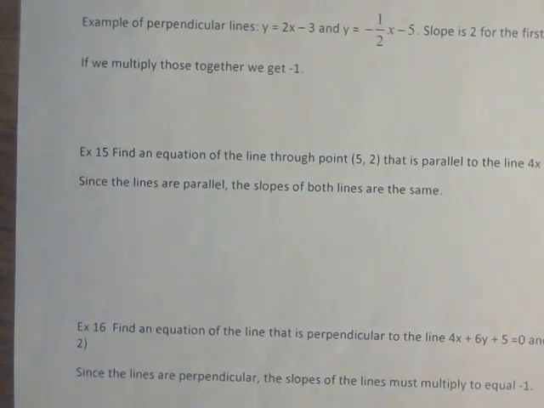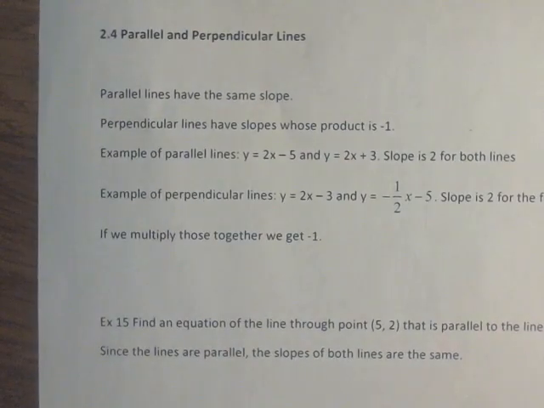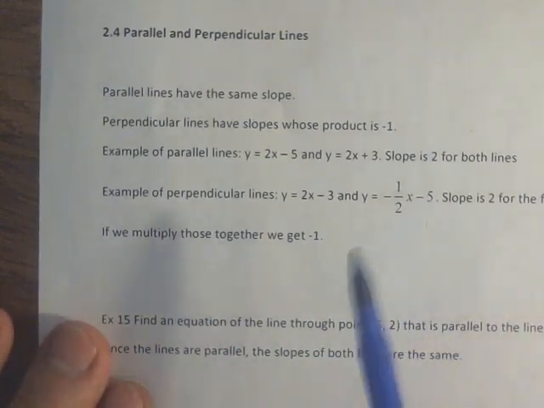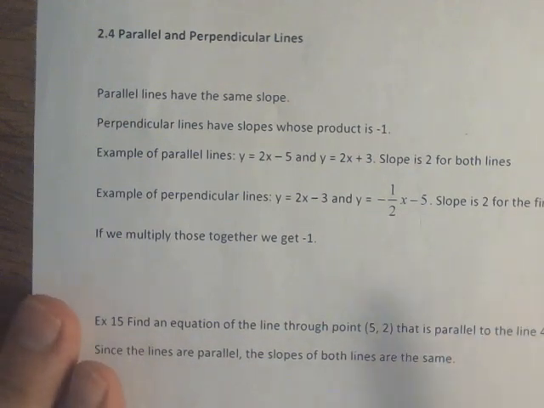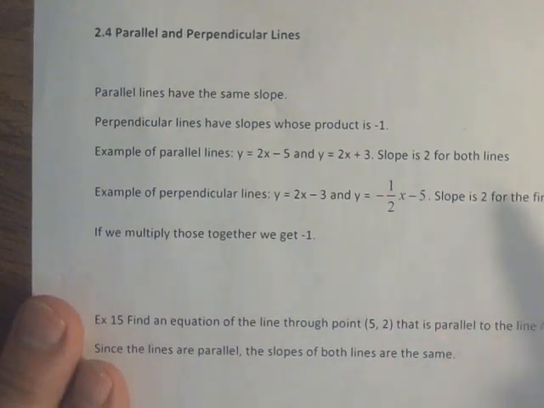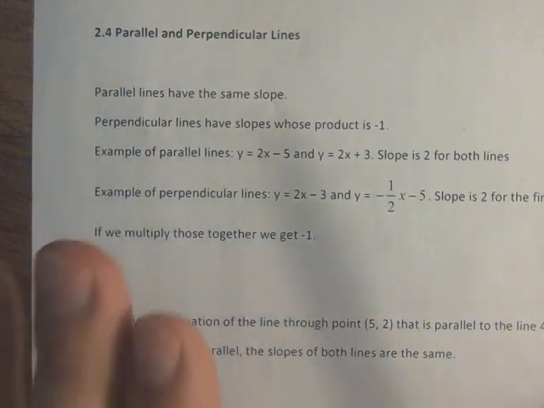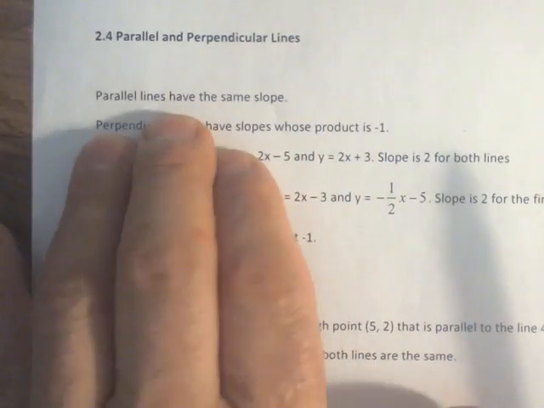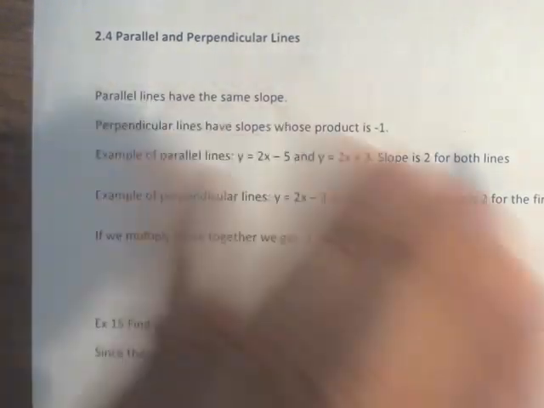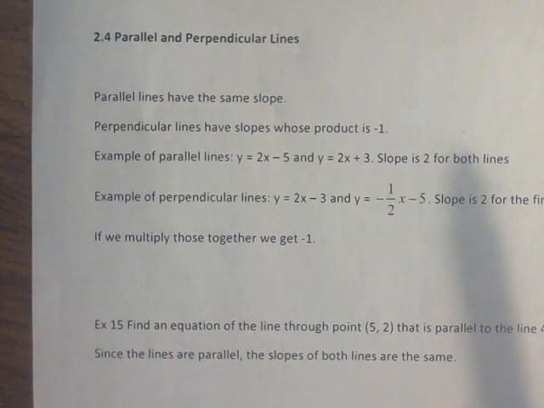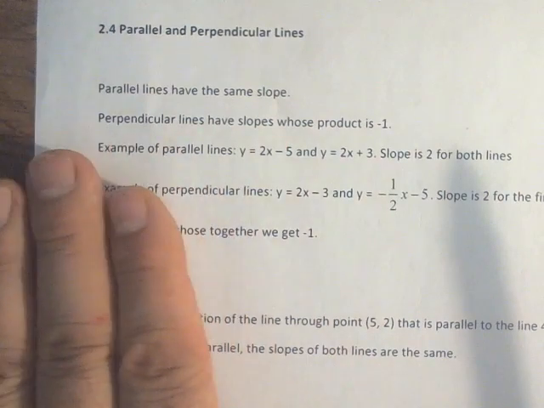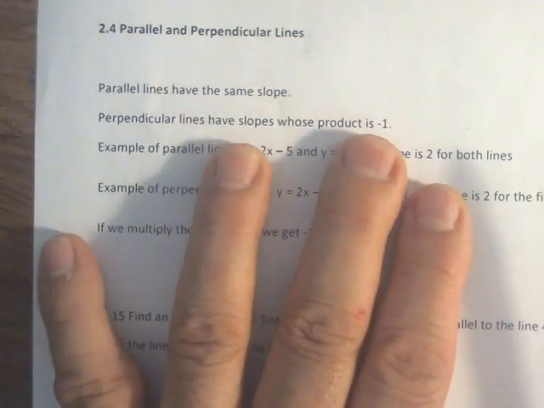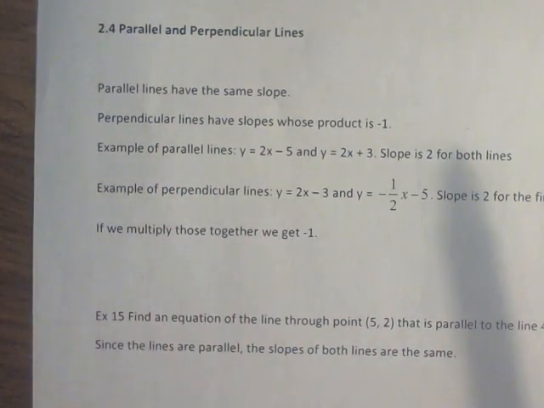In 2-4, we look at parallel and perpendicular lines. What you've got to understand is we're going to be doing equations of lines, and we're told they're either parallel or perpendicular, or we have to determine if they're parallel or perpendicular. So parallel lines have the same slope. Perpendicular lines have slopes whose product is negative 1. They're what I call opposite reciprocals.